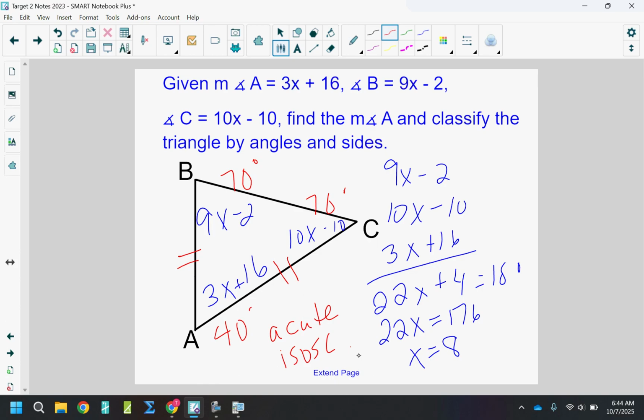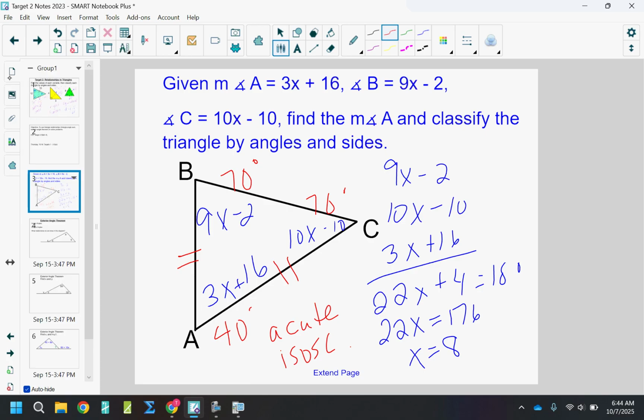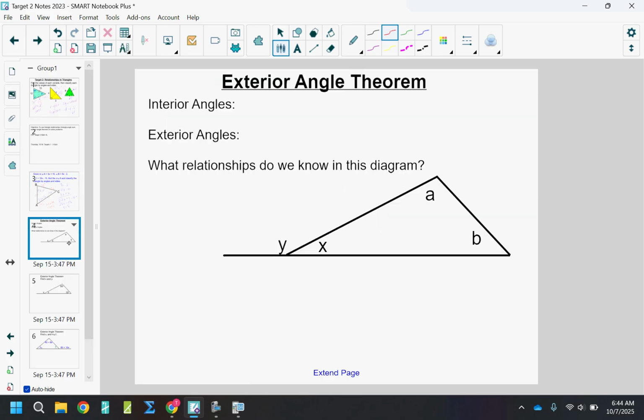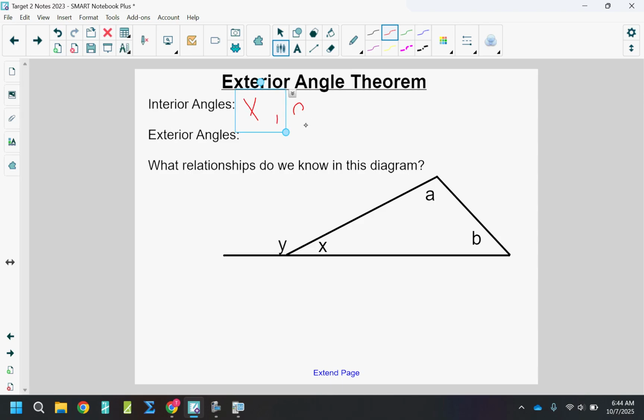So again, this is the triangle angle sum theorem, which a lot of you guys already know about. It just means that the three angles of the triangle add up to 180. So now we're going to look at the exterior angle theorem, which is probably new. In this diagram, I have interior angles and exterior angles. Interior angles just mean angles that are inside. So X, A, and B would be interior angles. Exterior angles just means outside. That's Y. So Y would be my exterior angle.